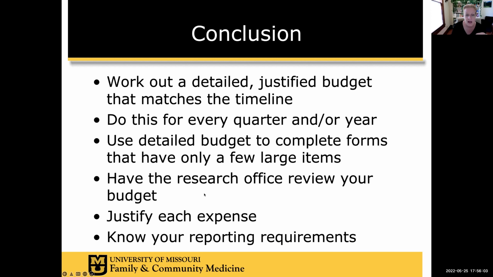Have the research office review your budget so that you don't get kicked out of the competition for doing something you shouldn't do. You need to justify each expense in detail. Don't leave any mystery as to why. And if one item looks really large, you need to spend more time justifying it. And know your reporting requirements. There are both financial and scientific reporting requirements with every single agency. You should know what those are.